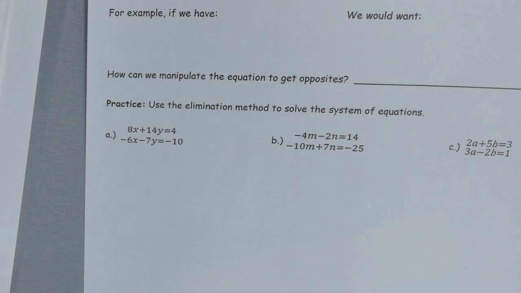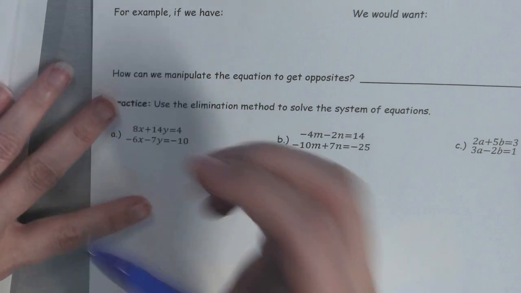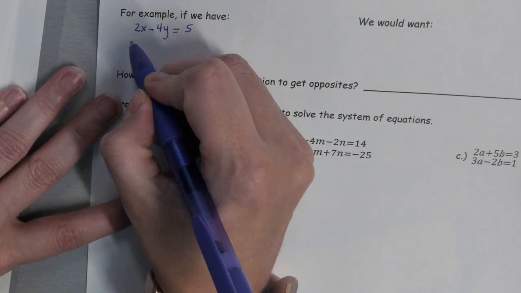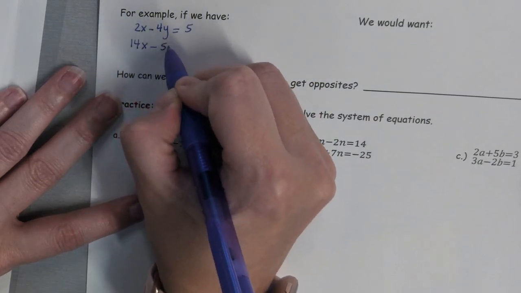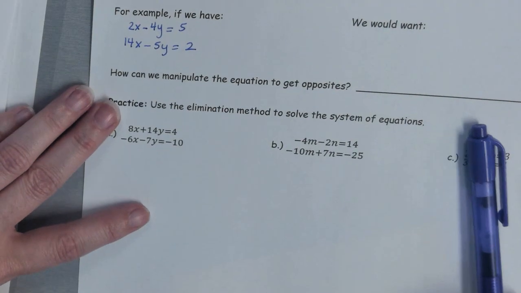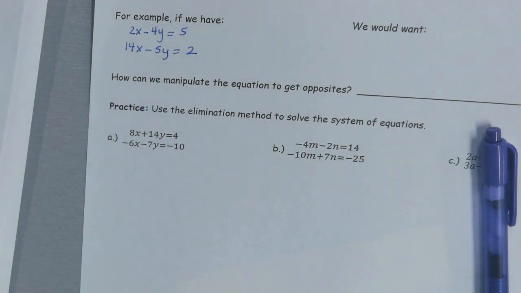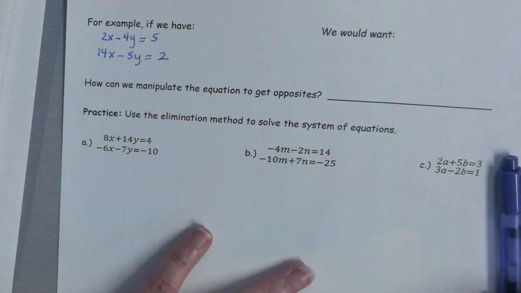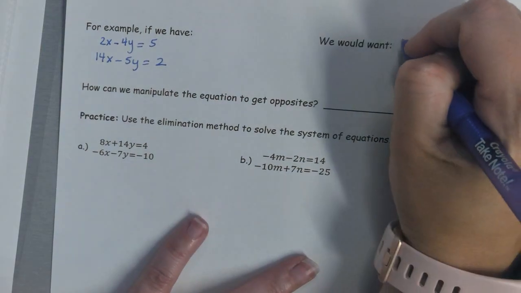Okay, so for example, if we have 2x minus 4y equals 5, and 14x minus 5y equals 2. I'm going to talk about our possibilities there. Okay, so what we have is we have two choices. When we're doing elimination, we get to decide, do we want to eliminate the x terms or the y terms?